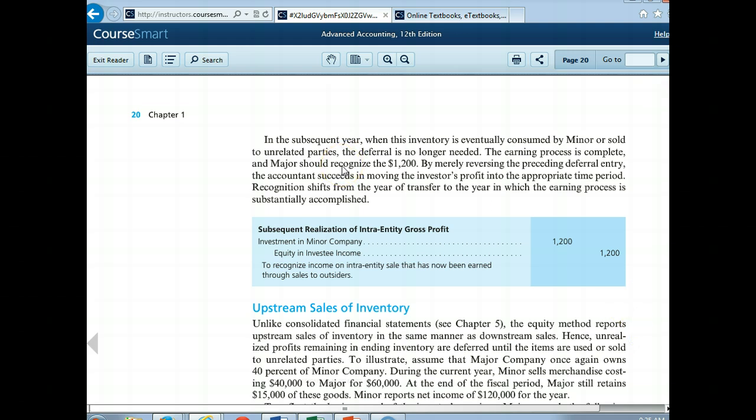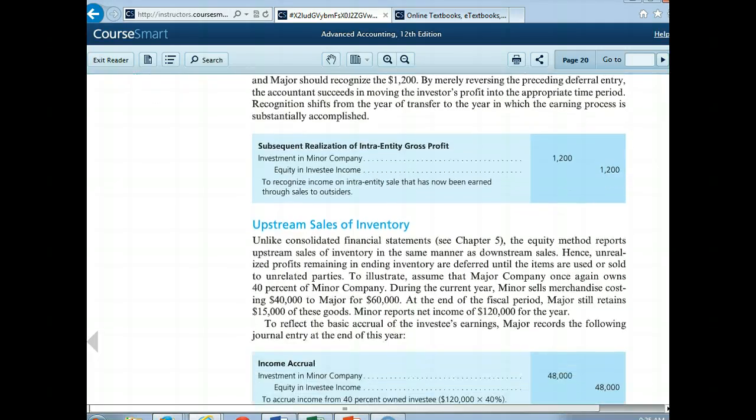Then, on page 20, in the subsequent year when the inventory is consumed or sold, the deferral is no longer needed, and you create that journal entry to offset it. Initially we debited the equity, credited investment, now we're going to offset it, go back. That's for downstream.